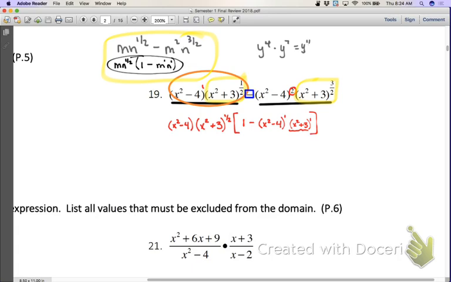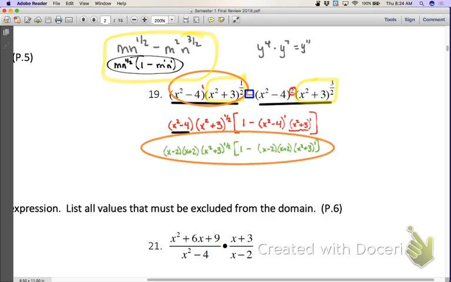Okay? Now, I can factor this because it's a difference of two squares. So if I'm going to completely factor this thing, it's going to be x minus 2, x plus 2, and then x squared plus 3 to the 1/2 power, and then I could write it out x squared plus 3 to the first. This here is completely factored.